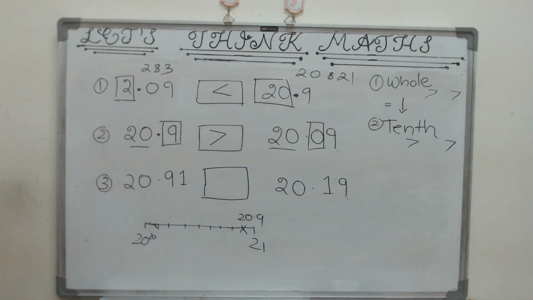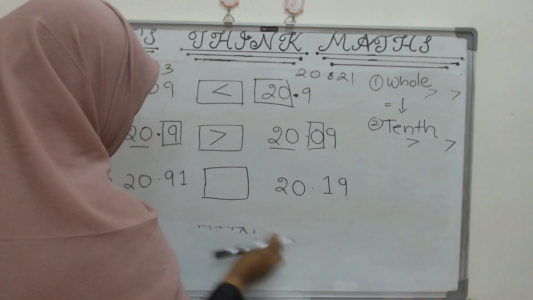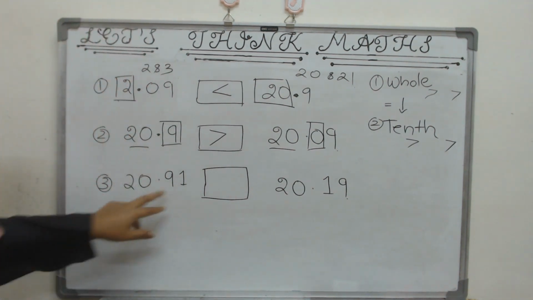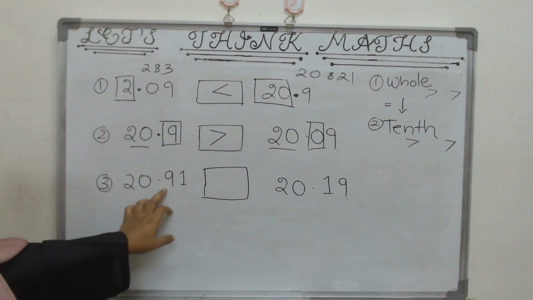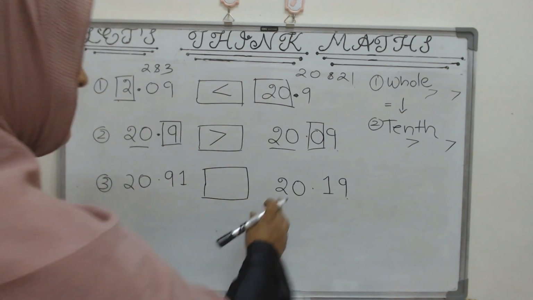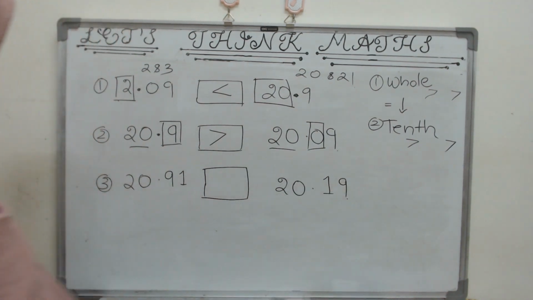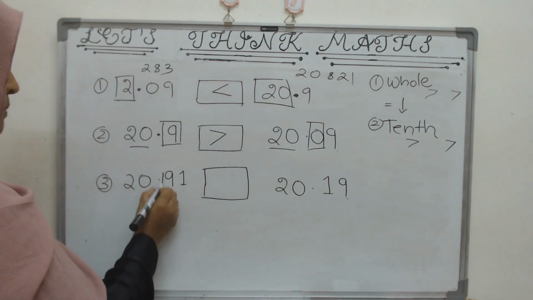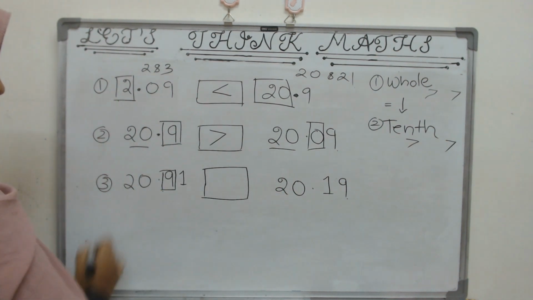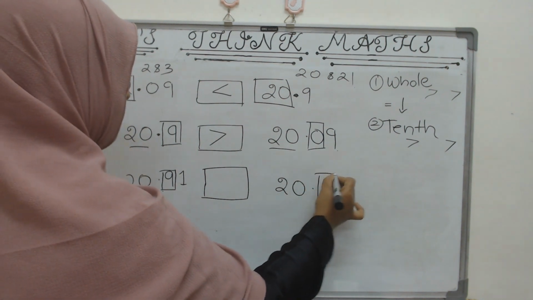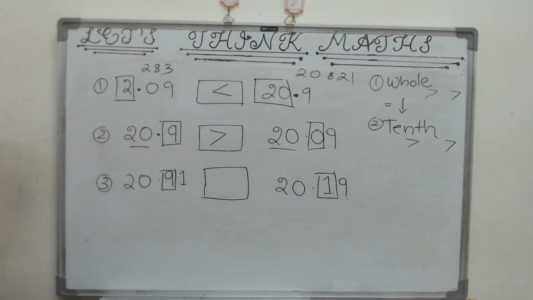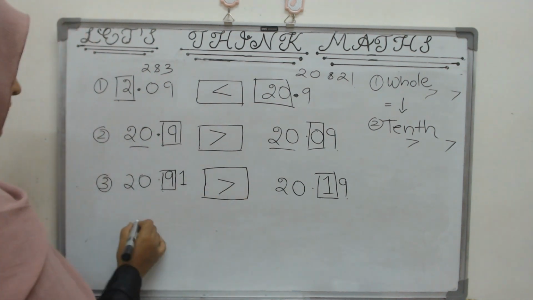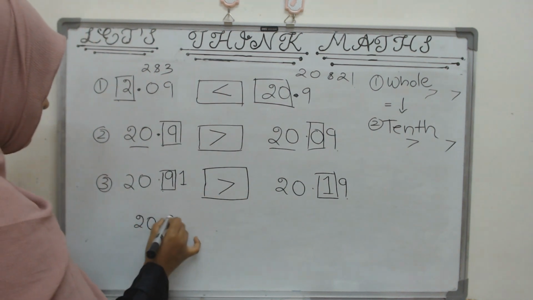Now look at this. What about this number? This is 20.91 and 20.19. So the whole number is the same. But what about the 10th part? The 10th part here is 9 and the 10th part here is 1. So which one will be greater? Which has the greater 10th part? This one.